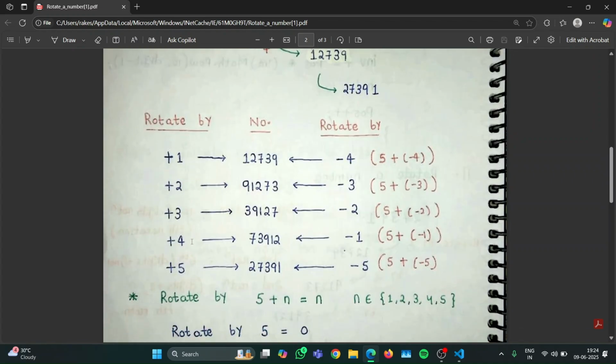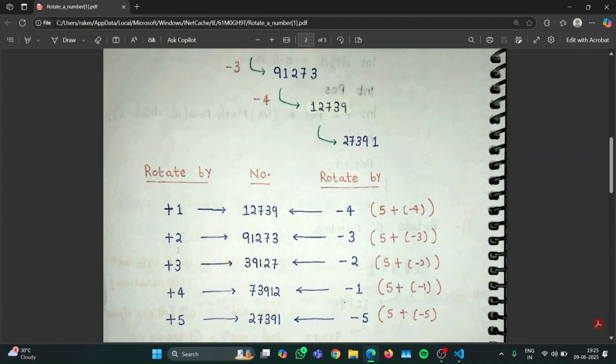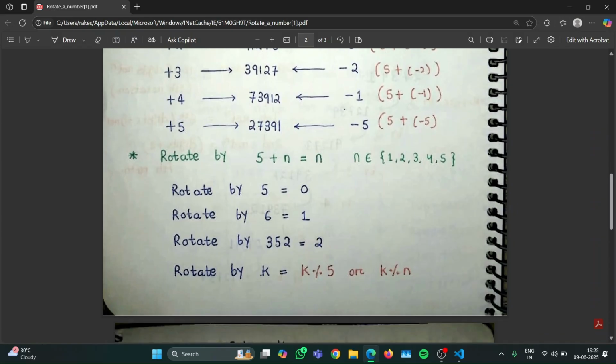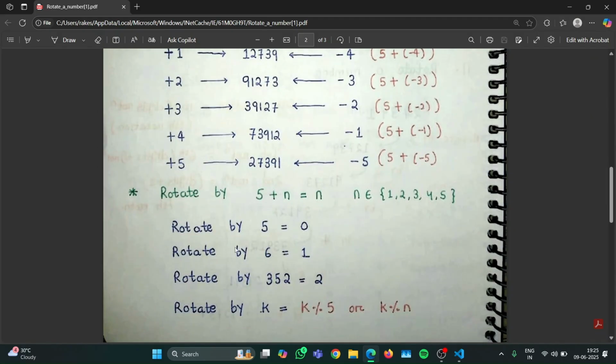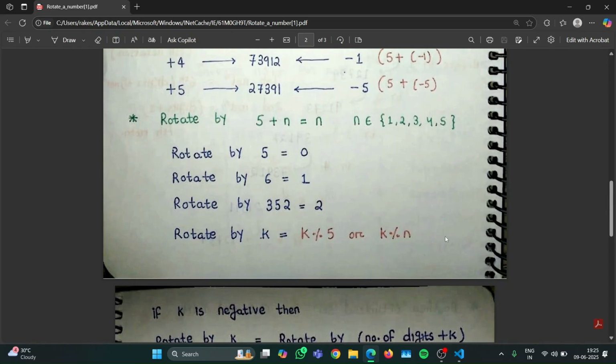Sorry, this is the thing I was trying to tell you earlier: when we rotate the digits by any number greater than its number of digits, we take k modulo 5. 5, why? Because the number of digits over here was 5, but in the general case, for any given problem and any value of rotation k, we have to take the modulo, because the question may ask to rotate the number by 500 times. So will you do the given operation 500 times? That will add a lot of complexity and the program has to run many times.